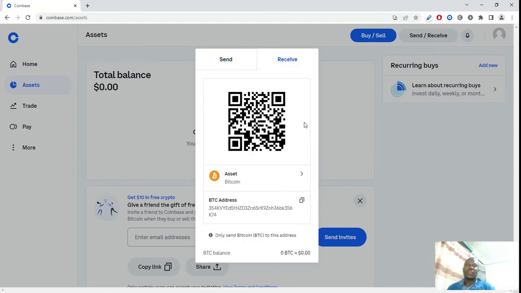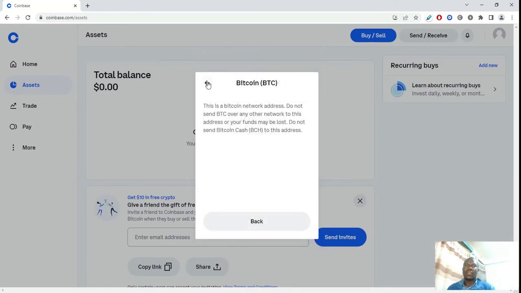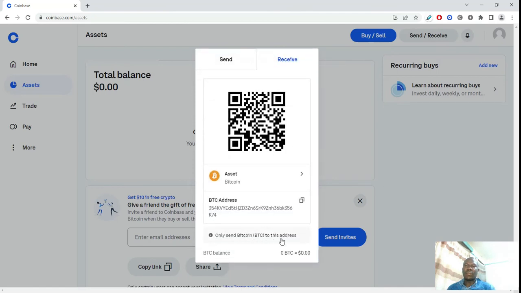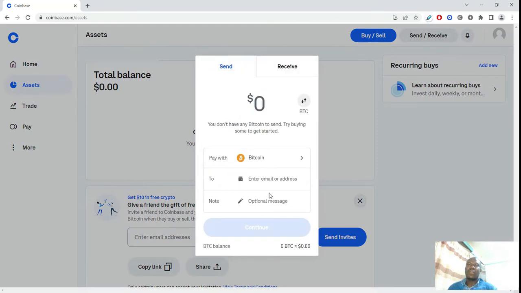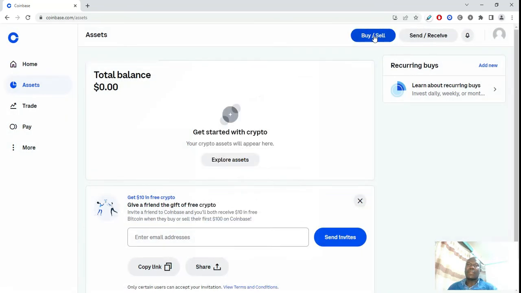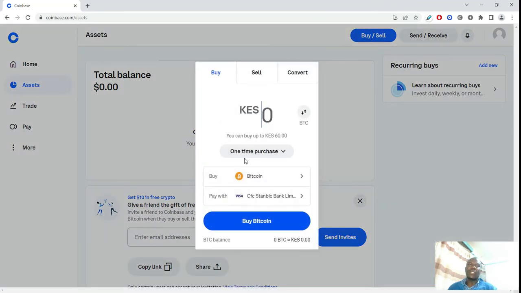Another way is to receive. This is my BTC address. You are told that you should only send Bitcoin to this address. So if you want to send me some BTC, just copy this address and then send it to this particular address. Then I'll receive that Bitcoin. Or sometimes you can scan this QR code here and send me some BTC. So that's how you send and receive Bitcoin, and this is how you buy and sell Bitcoin or any other cryptocurrencies.